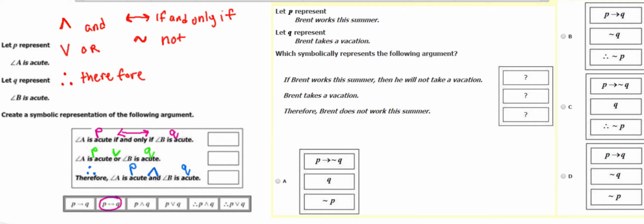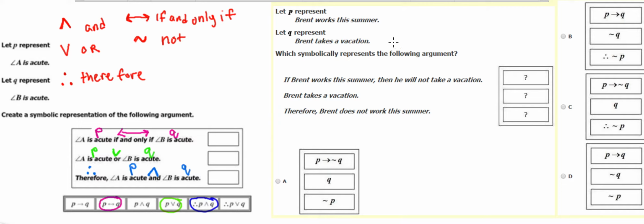So let's see. For the second statement, we have P V Q, so that would be this one. For the last one, therefore 3 dots, P and Q. So that will be this one right here.